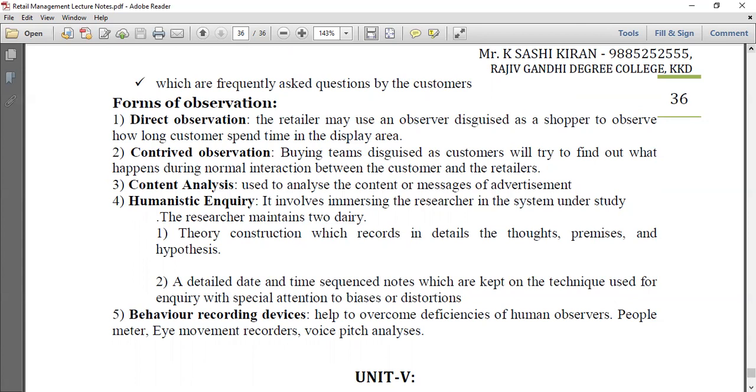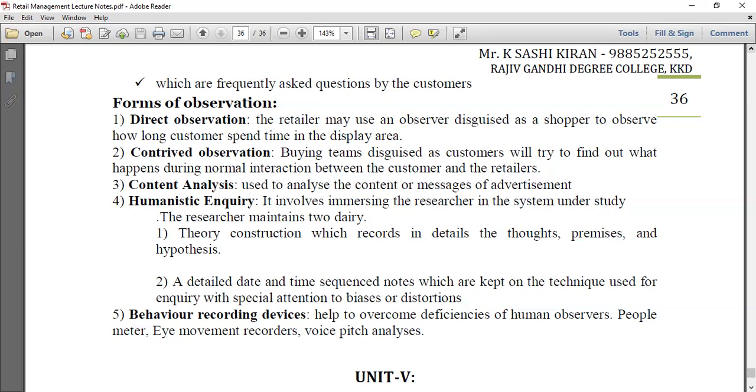Next is humanistic inquiry. It involves immersing the researcher in the system under study. The researcher maintains two theory constructions, which record in detail the thoughts, premises, and hypotheses. Next is detailed date and time sequence notes, which are kept on the technique used for inquiry with special attention to biases or distortions. That's the humanistic inquiry.